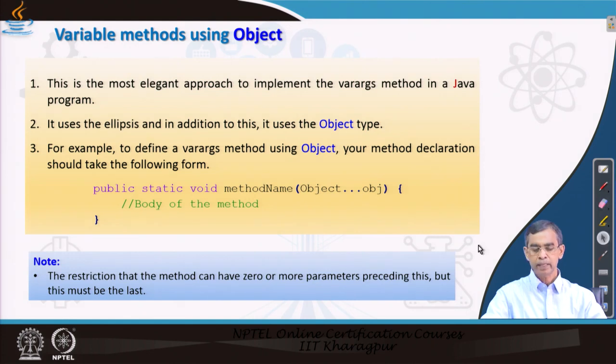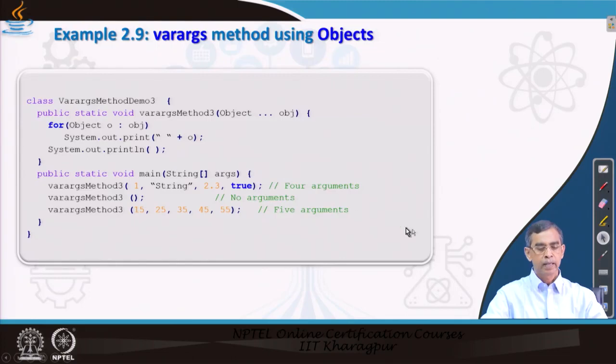This concept again can be illustrated with a simple example. Yeah, this is a simple example here. Like the previous one, we declare the var arg method, and here we declare it using object. So, you can note the difference is that we declare the type as object, with the ellipsis that we have discussed. That means we can pass any type of values and any number of them.